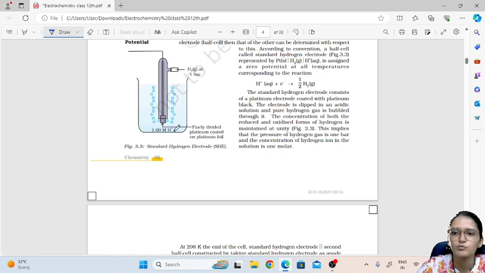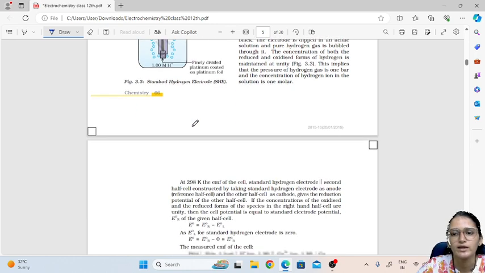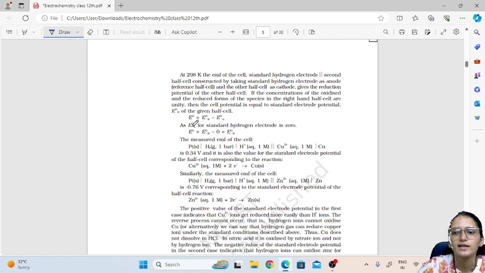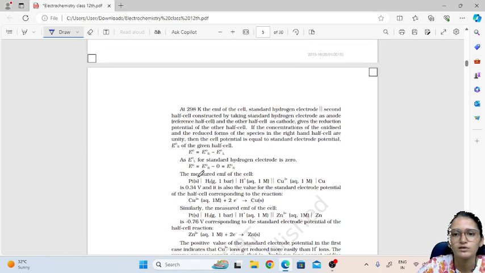The concentration of both the reduced and oxidized form of hydrogen is maintained at unity, that means it is 1 molar, okay. So that's why we can take concentration as 1 molar. Now at 298 Kelvin, that is at standard condition, E naught of cell is equal to E of right minus E of left. So E naught of right, any electrode you can take, and left is our hydrogen electrode.